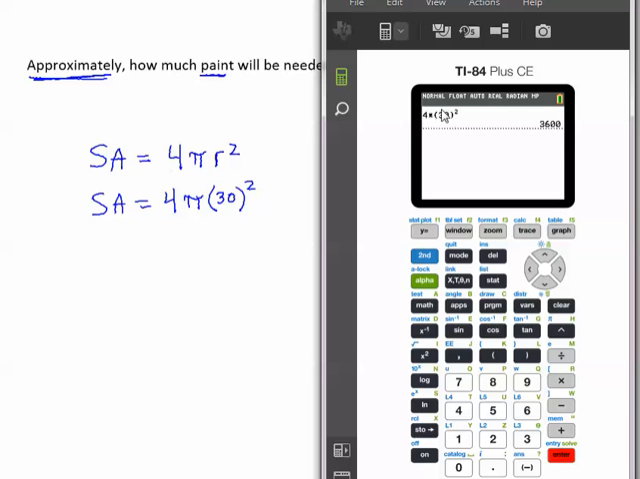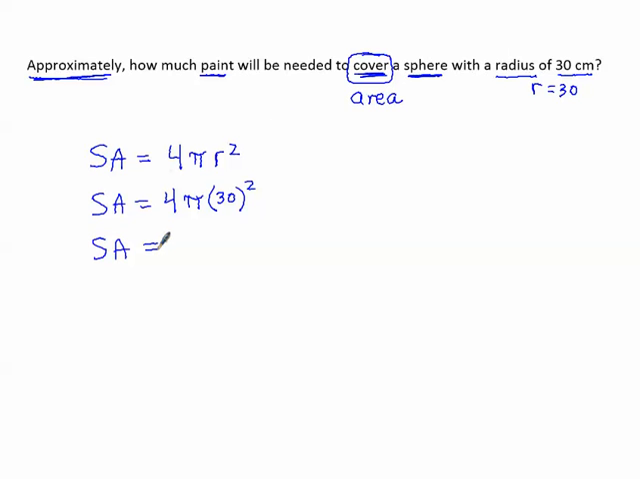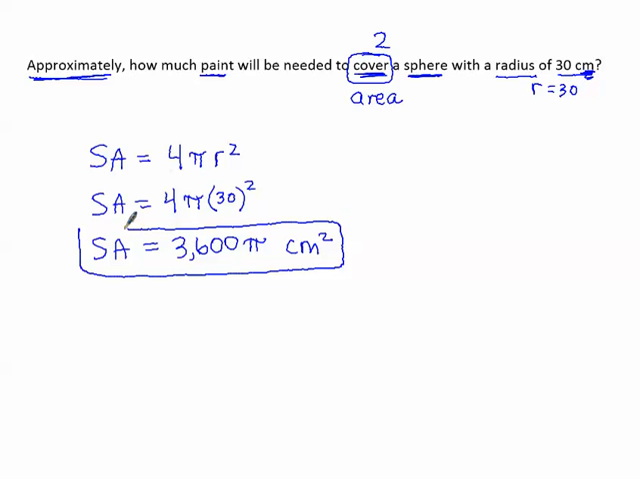3,600. But notice I didn't type the pi. So when I write my answer, the surface area is exactly 3,600 times pi. Now I look for the units, centimeters. Because this is area, and area is 2 dimensions, I'm going to write centimeters squared. Now this is an excellent answer.